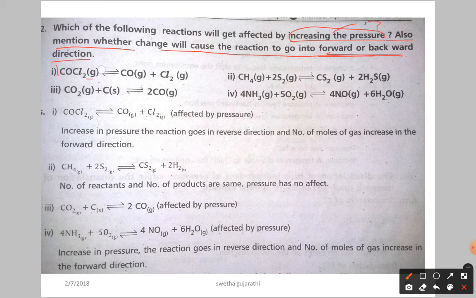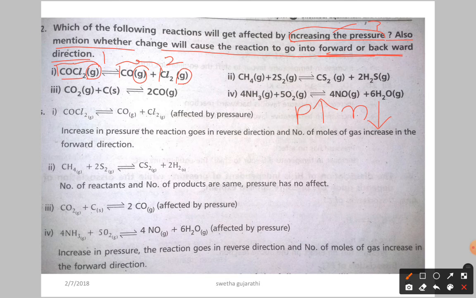COCl2 is a gas, and it gives rise to CO plus Cl2, which are also gases. All are gases in a homogeneous system, so definitely the pressure effect will be there. Now let us see the number of moles. 1 mole of COCl2 is the reactant, and we have 1 mole of carbon monoxide and 1 mole of Cl2, so the total number of moles of products is 2. The number of moles of reactant is 1. Our condition is that pressure is going to increase, which means the reaction shifts in the direction where the number of moles decreases.